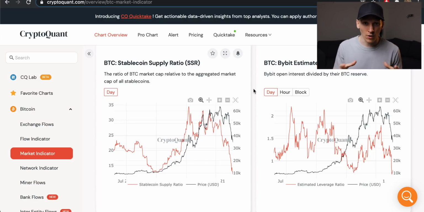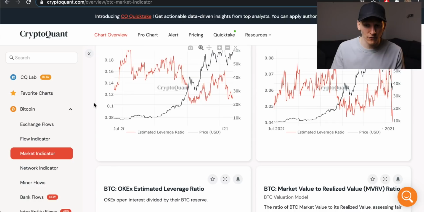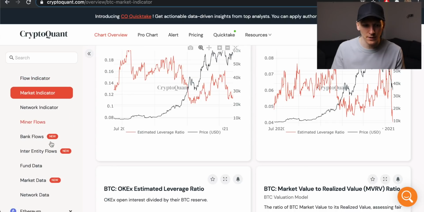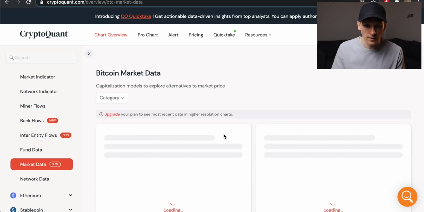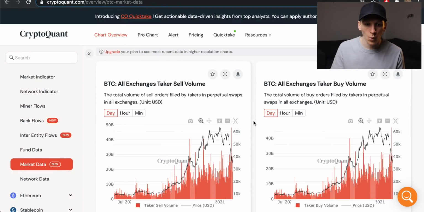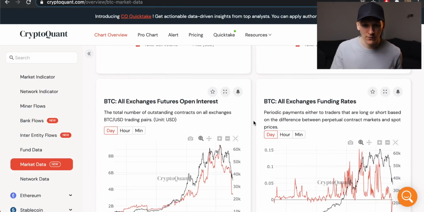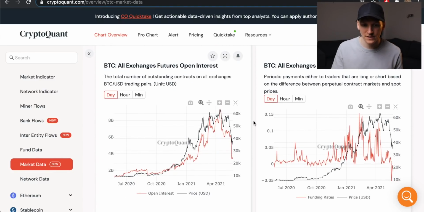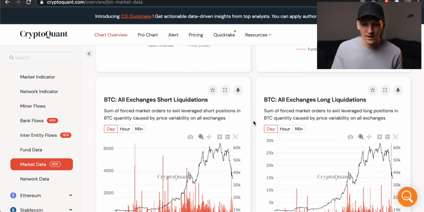But when there is a lot of leverage, that really can precede very volatile markets. Another indicator we can use is futures open interest and also liquidation. So we're going to come to market data right here and then look at all exchanges. And it's very, very good data. There's a lot I could go through, but let's just look at futures open interest and liquidation.